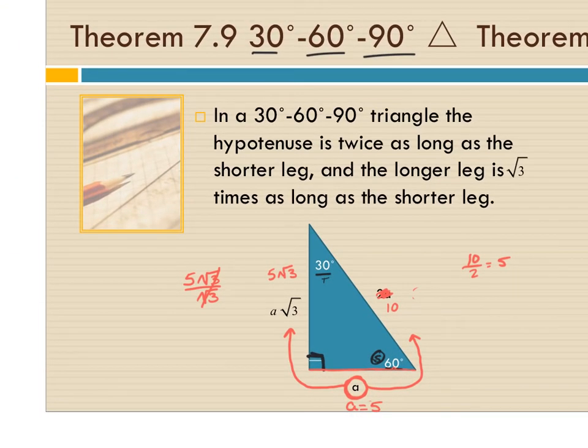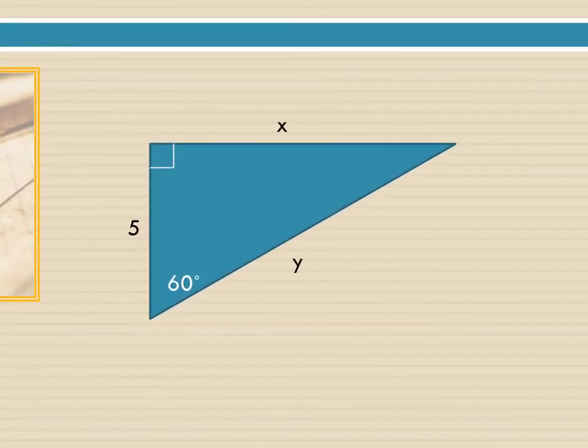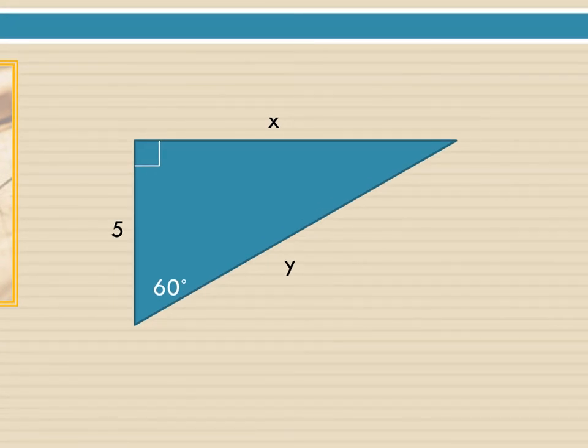So, let's move on to the next one. Those are only 2 triangles, but now we're going to try one out. Which side of this triangle is the short leg? 5. How do I know that this is a 30, 60, 90 right triangle? Because 60 plus 90 would give you 150, and then you need 30 to get to 180. I need 30 more to make this 180.